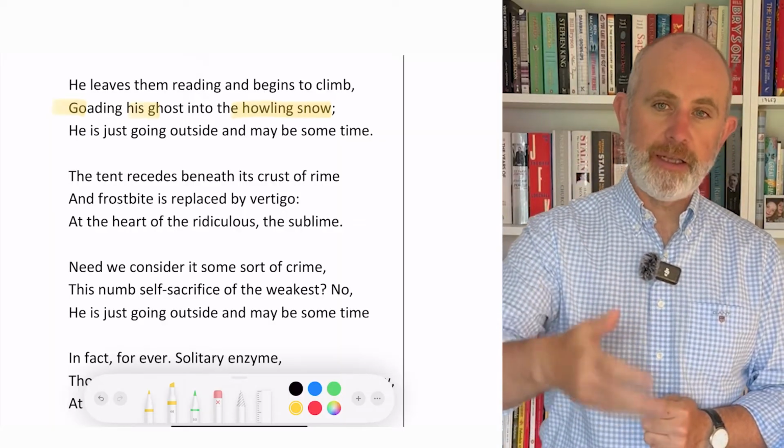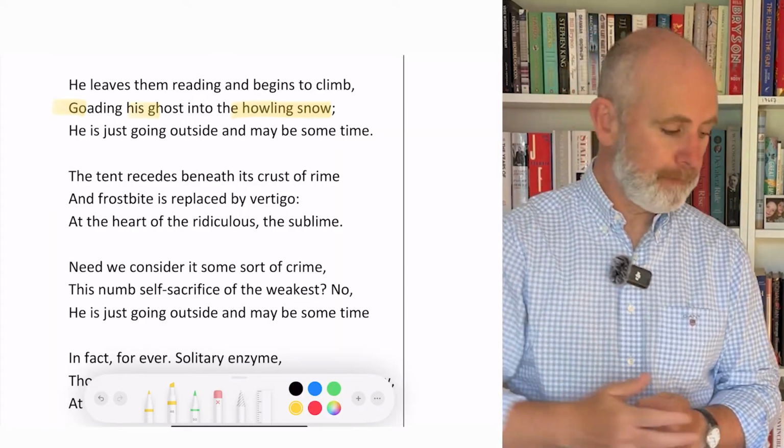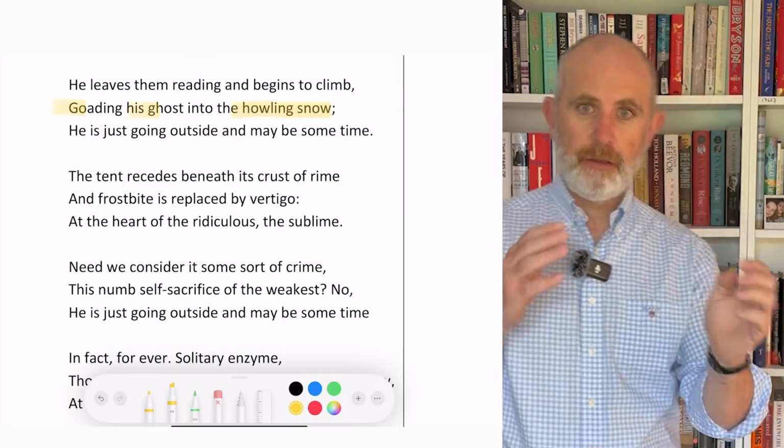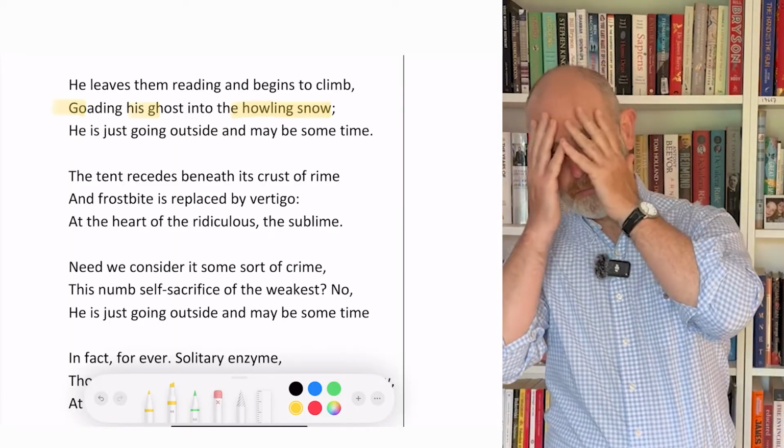The tent recedes behind its crust of rime, and frostbite is replaced by vertigo.